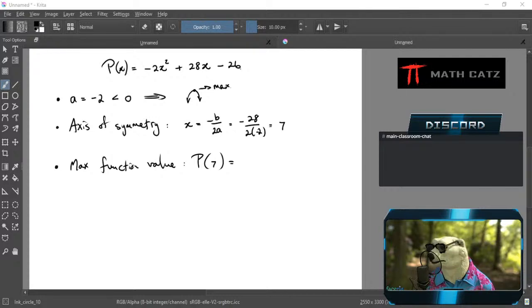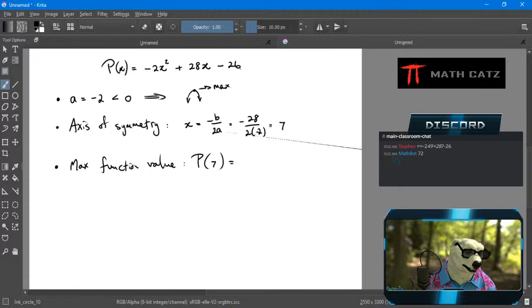Two equal signs to start MathBot. -2 times 7 squared, we know is 49, plus 28 times another 7, minus 26. Give me an answer, MathBot. You're my only hope. 72.